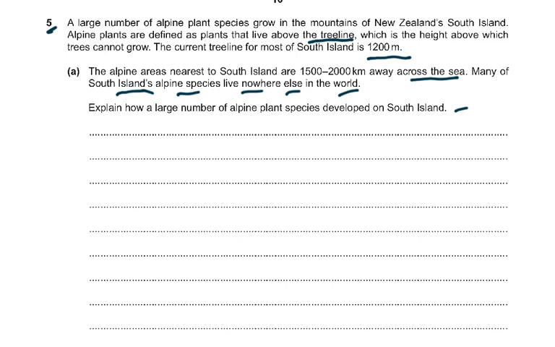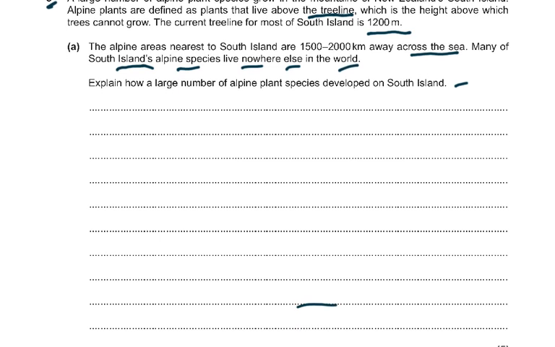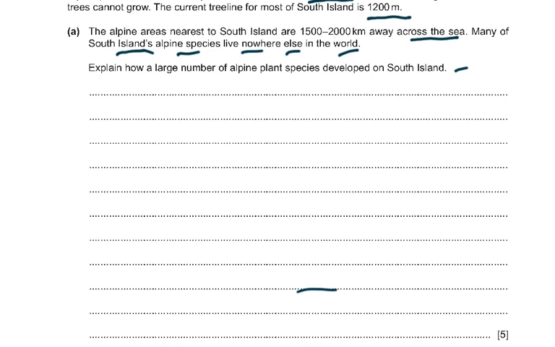Now, this is a very general question, and we've got to give an answer which is, of course, very befitting. And it's a 5 mark question. So, how did a large number of alpine plant species develop on South Island? Such a question has a very large marking scheme. And when you look at it, it says evolution, either speciation or natural selection.